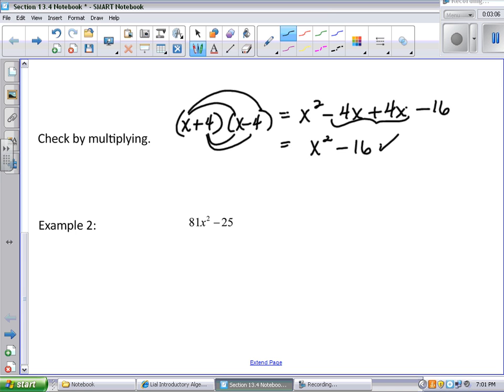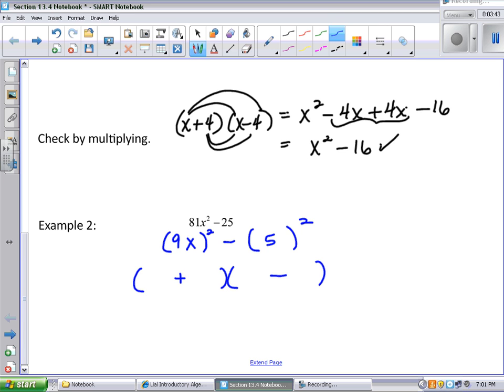Example 2, we're going to use the same method. Can I write this as something squared minus something squared? 81x squared. 81 is a perfect square. 9 squared gives me 81. X squared gives me x squared. What's the square that gives me 25? Or in other words, what's the square root of 25? That would be 5. So again, we're going to do this first plus last, first minus last.